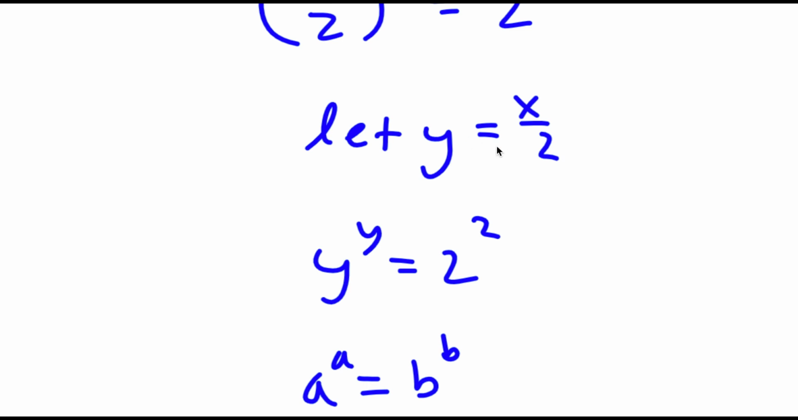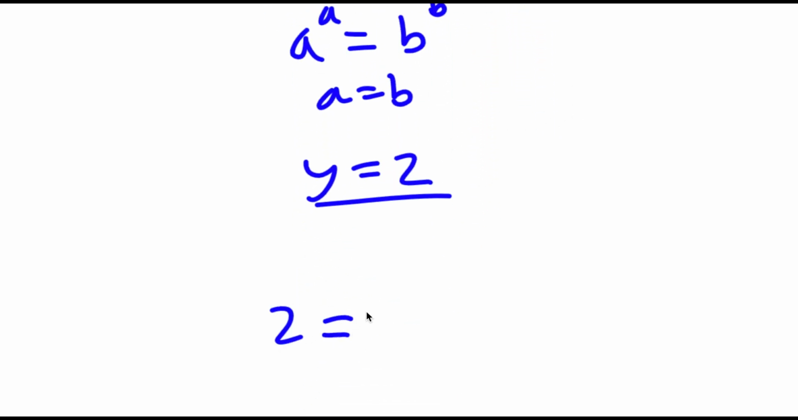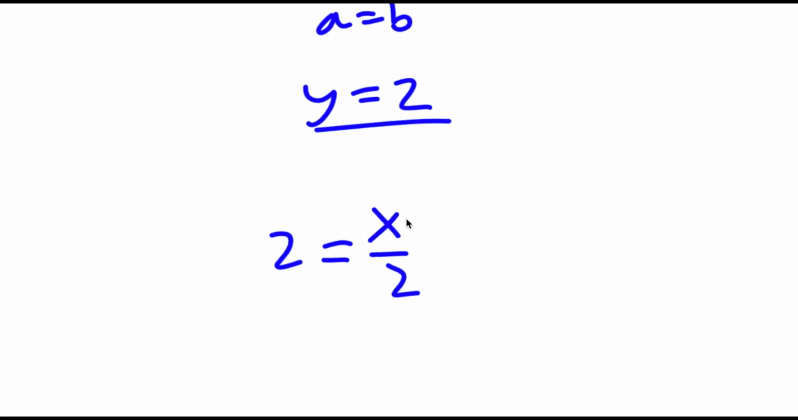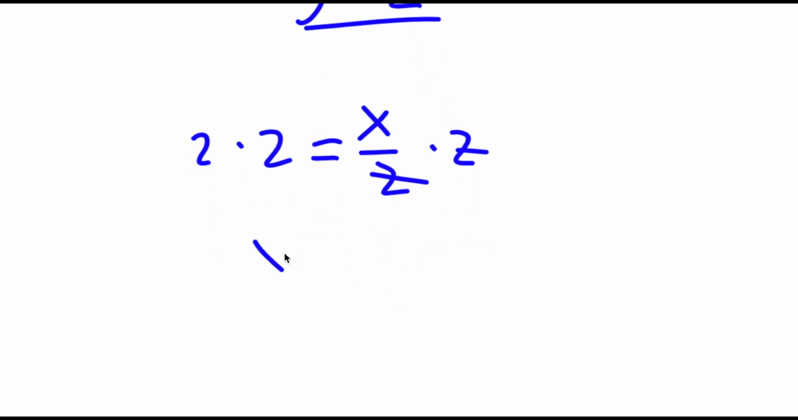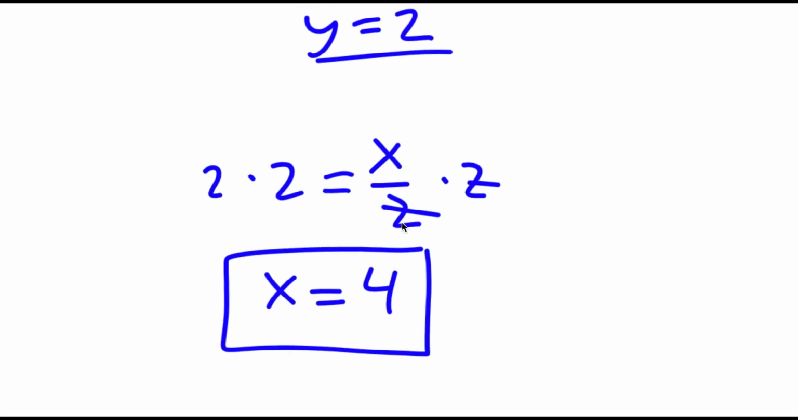Now remember we set y equal to x over 2. So if y equals 2 and y is also equal to x over 2, this means that 2 is equal to x over 2. So now if I multiply both sides by 2, these two cancel out and I get x is equal to 4. So this is my answer.